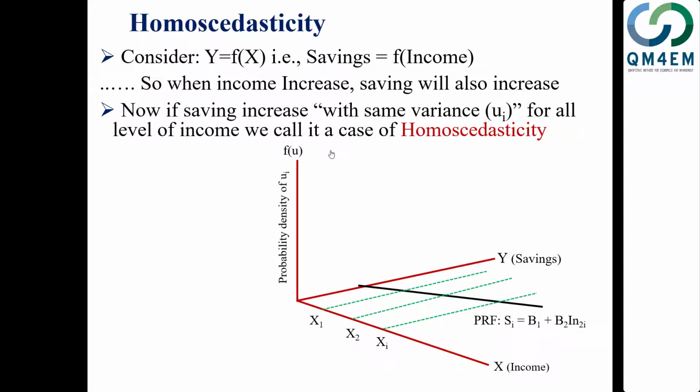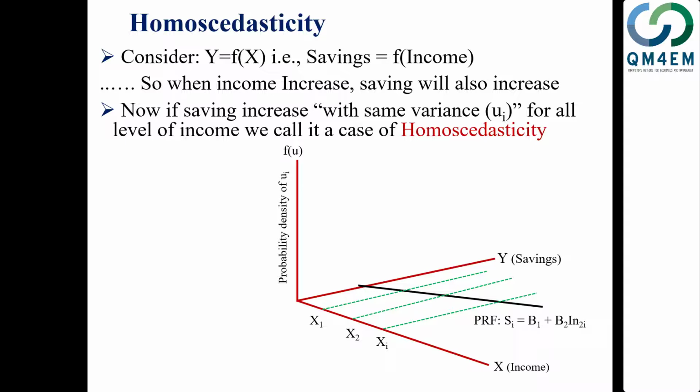Now if I take different levels of income, let's say I take income levels x1, x2, and I can think of many more income levels as well. So our assumption is that the saving at income level x1 has the same variation as the saving at income level x2.